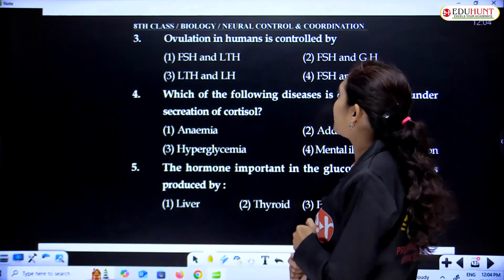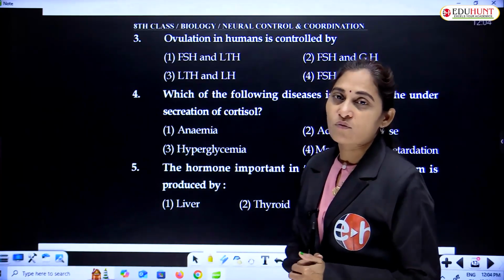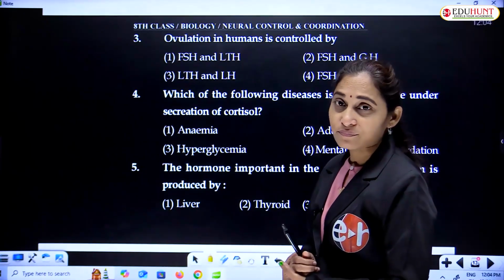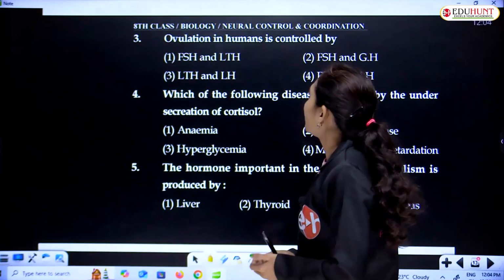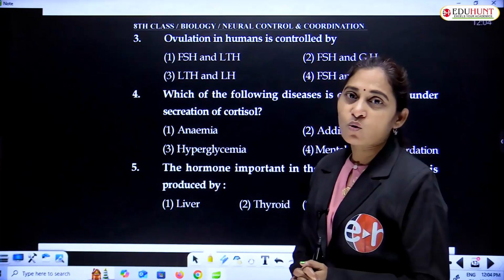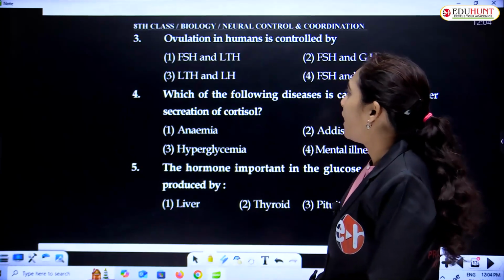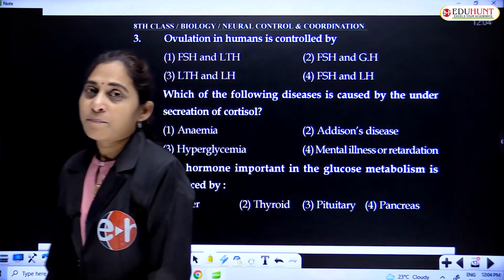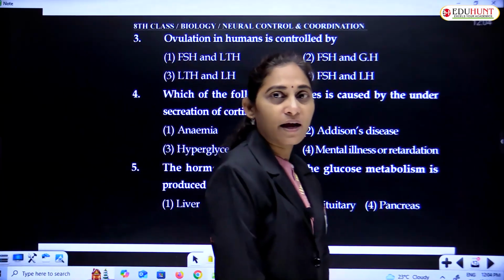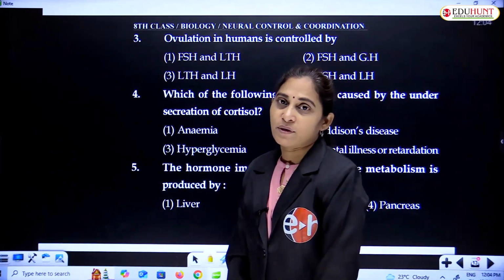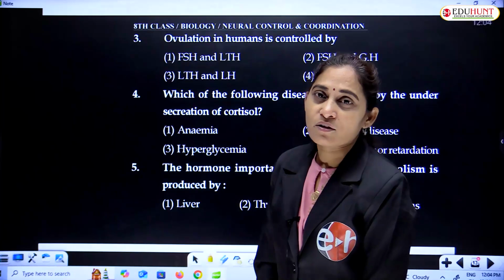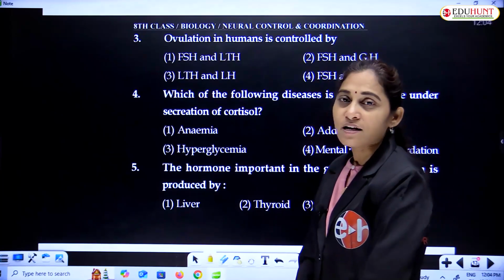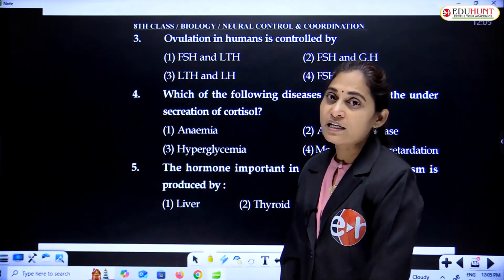Ovulation in humans is controlled by... What is ovulation? Ovulation is the release of the egg from the ovary. It is controlled by two hormones. Follicle stimulating hormone is responsible for spermatogenesis in males and oogenesis in females, that is, the formation of gametes. And the second hormone, luteinizing hormone, is responsible for maturation or release of the egg.